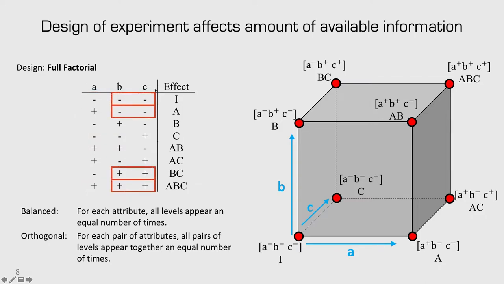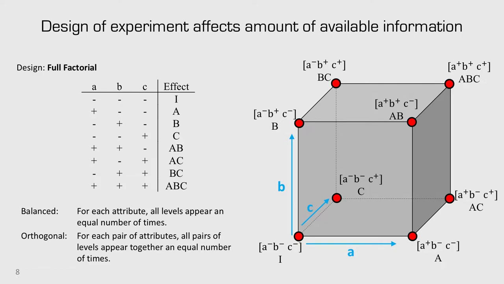The same is true if we look at B and C. They're the same four times and they're opposite four times. And the same is also true for A and C. So when we look at the combination of different attributes and find that their pairs are equal in number, then that's an orthogonal design. Now in this case, because we only have three effects and each of them only takes the values of positive or negative, we only have nine possible effects we would want to measure.